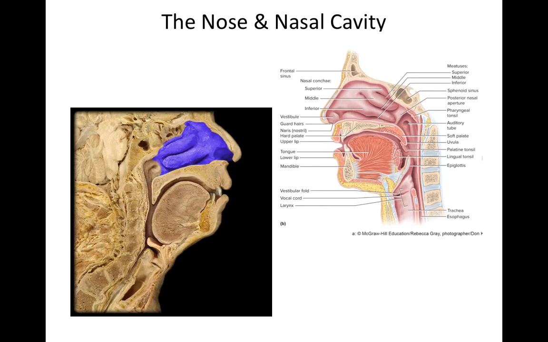So here we can kind of see the cavity. These are your concha, and then the meatuses are the spaces between them. Here you can see that very clearly on the cadaver. This is your nostril where we start. This is that vestibule where you're going to fill with your nose hairs. And then we go back to the posterior nasal aperture that's going to then lead us into the pharynx.